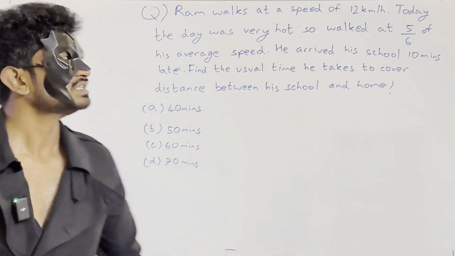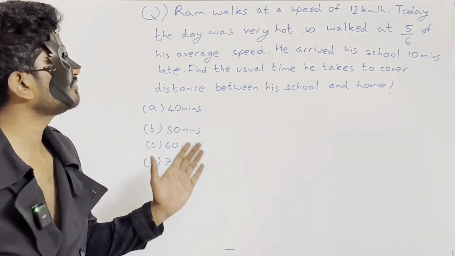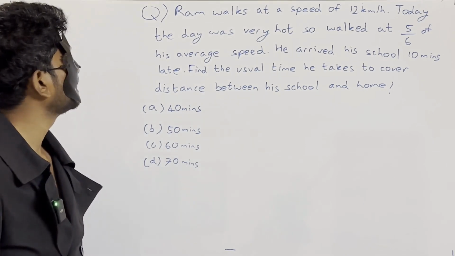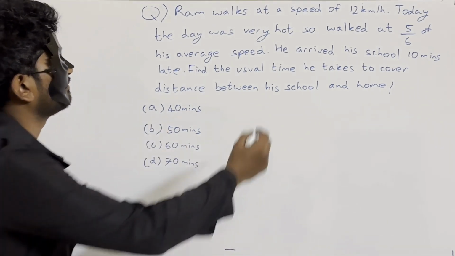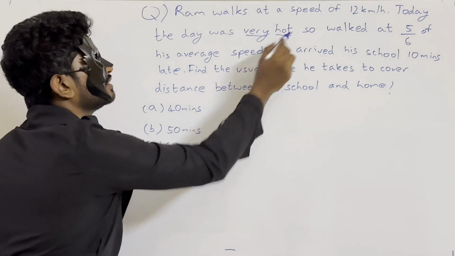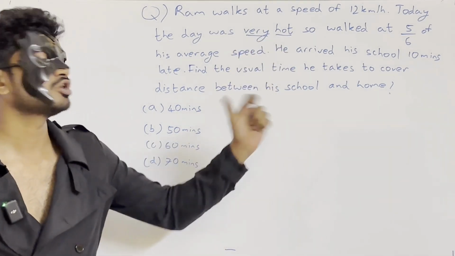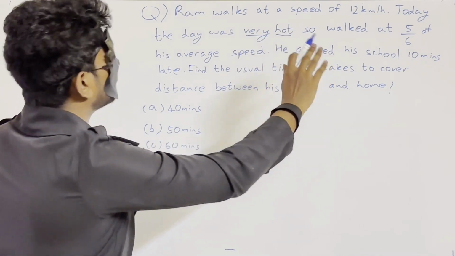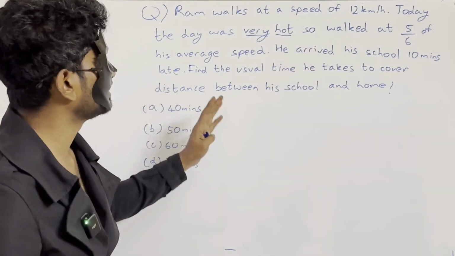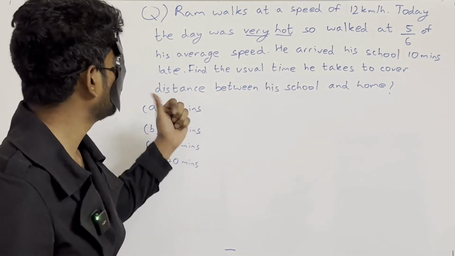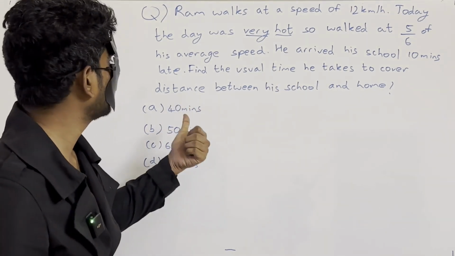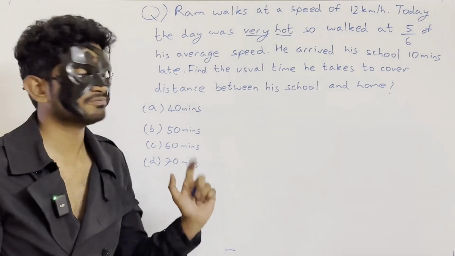So superhumans, next question is, Ram walks at a speed of 12 kilometers per hour. Today the day was very hot. Guys, don't get distracted, he's talking about the day. So he walked at 5/6 of his average speed. He arrived at his school 10 minutes late. Find the usual time it takes to cover the distance between his school and home.